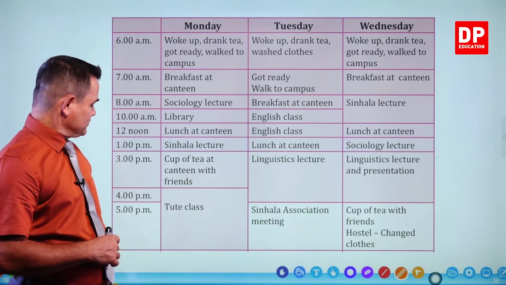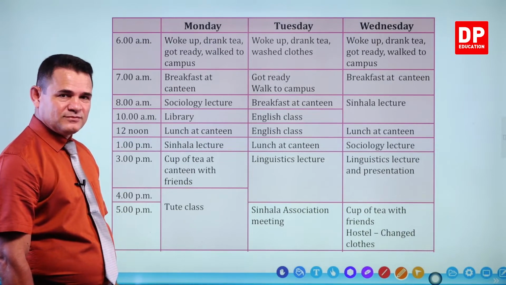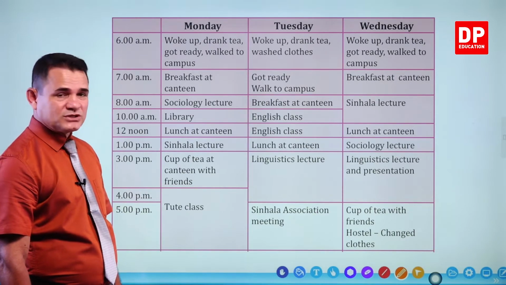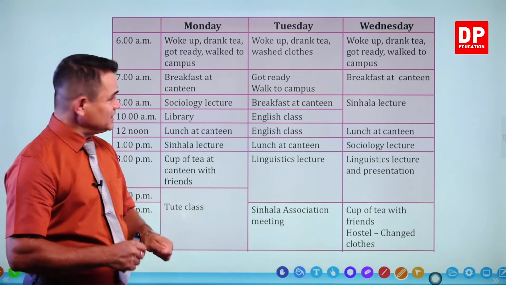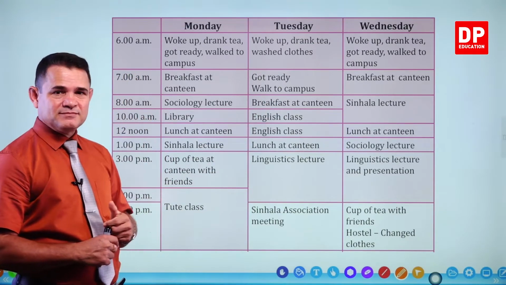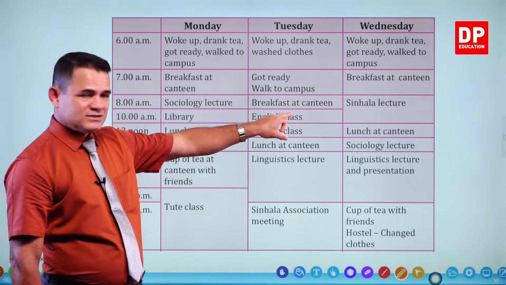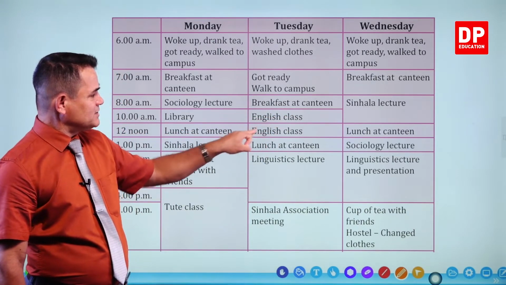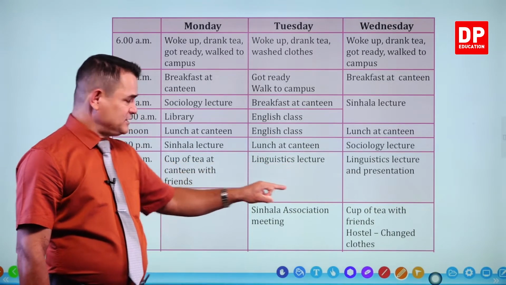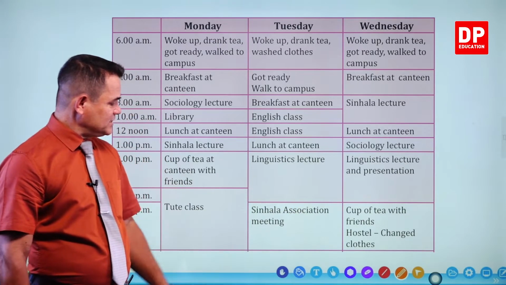Then 4, tute class. 4 to 5. Tute class. Then once again, Tuesday, woke up, drank tea, washed clothes. Got ready, walked to campus. That is 7 a.m. Breakfast at canteen, English class, lunch at canteen, and linguistic lecture by 3 p.m. and Sinhala Association meeting.